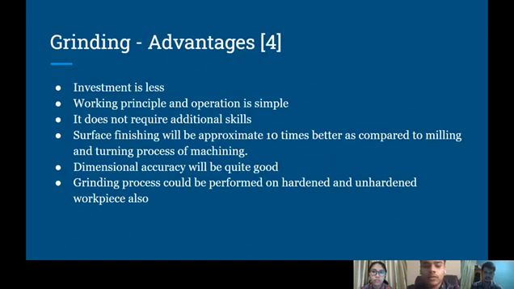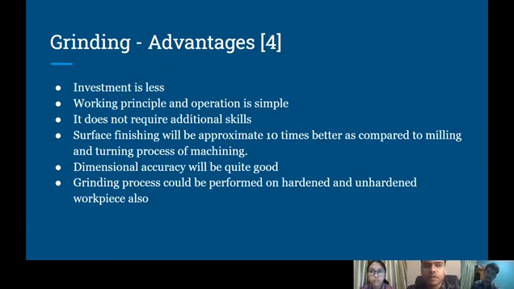So lastly, we're going to talk about the grinding advantages. The first advantage is that the investment is less, because the grinding machine doesn't require a lot of tools like other machining processes such as milling and turning. The working principle of operation is also very simple, and it doesn't require additional skills. And the surface finish will be approximately 10 times better as compared to milling and turning processes.